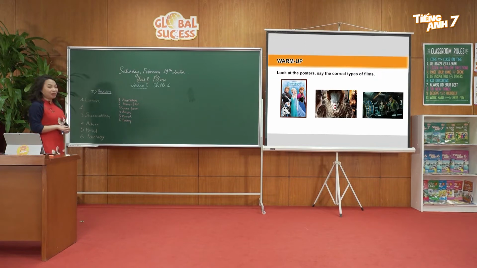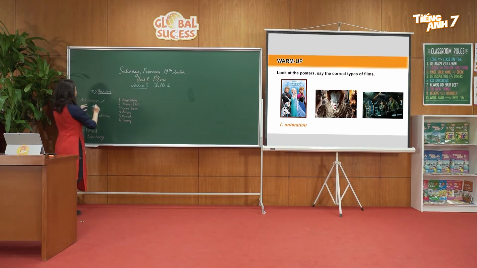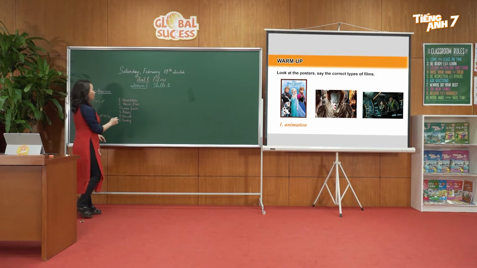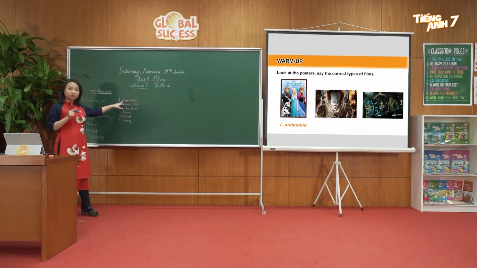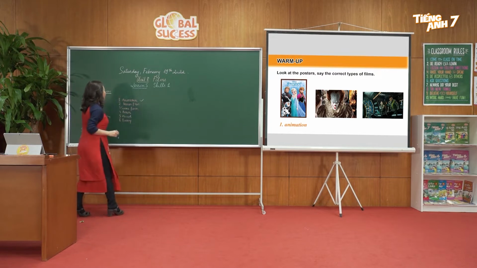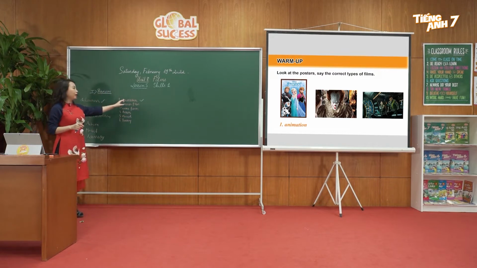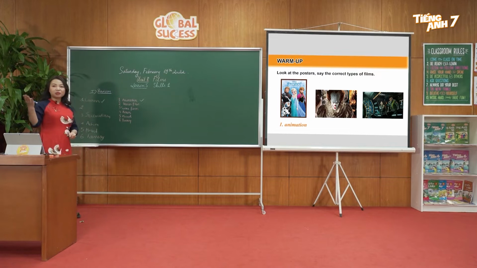Number 1, what is the type of the film? It is cartoon. Good job. So Team A, cartoon, and Team B, animation. Okay, I think it is a correct answer too. We can say cartoon or animation. What about number 2? It is a horror film.